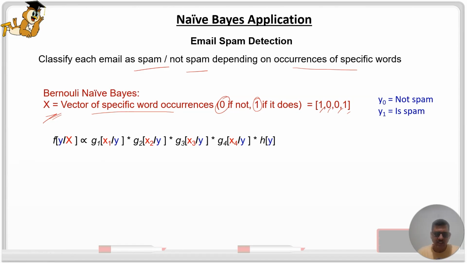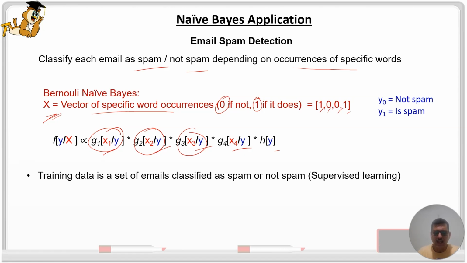Now, as we said in the earlier slide, f of y given x is proportional to this quantity as per naive Bayes. And the question is, how do you go about evaluating each of these quantities? Well, that is fairly simple. It's supervised learning, so you assume that you have been given some training data which is classified as spam or not spam, and what you are simply going to do is determine these probabilities for each of the two classes, spam and not spam.